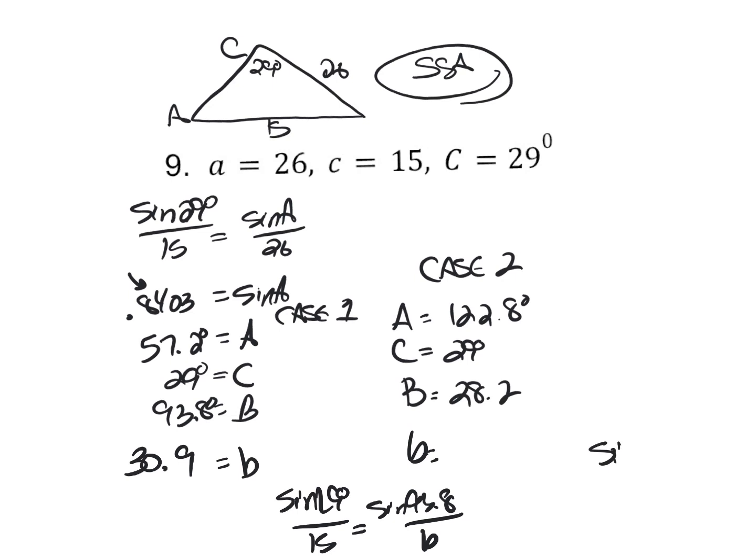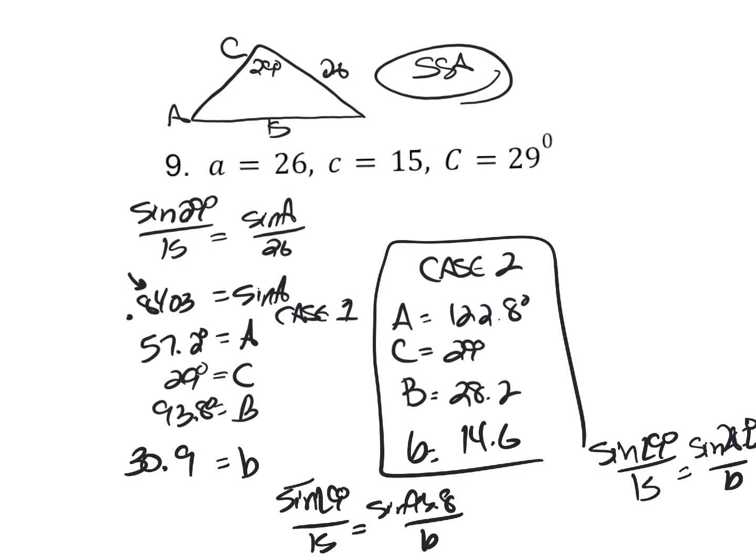I'm going sine 29 over 15 equals, except in this case, to get little b, I'm going sine 28.2 over little b. And cross multiply again. So I'm going 15 times sine 28.2 divided by sine 29. And I'm looking at 14.6. So there's both cases, both triangles. There's case 2, here's case 1.